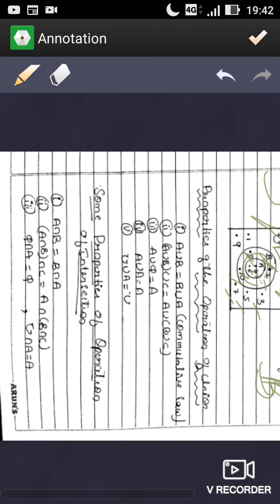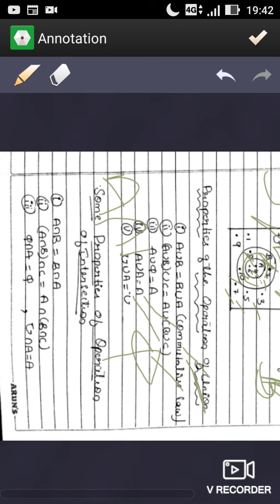Properties of the operation of union. A union B is equal to B union A. This is the commutative law. A union (B union C) is equal to (A union B) union C. This is the associative law. This is the existence of identity. Identity element is 5. This is the idempotent set.